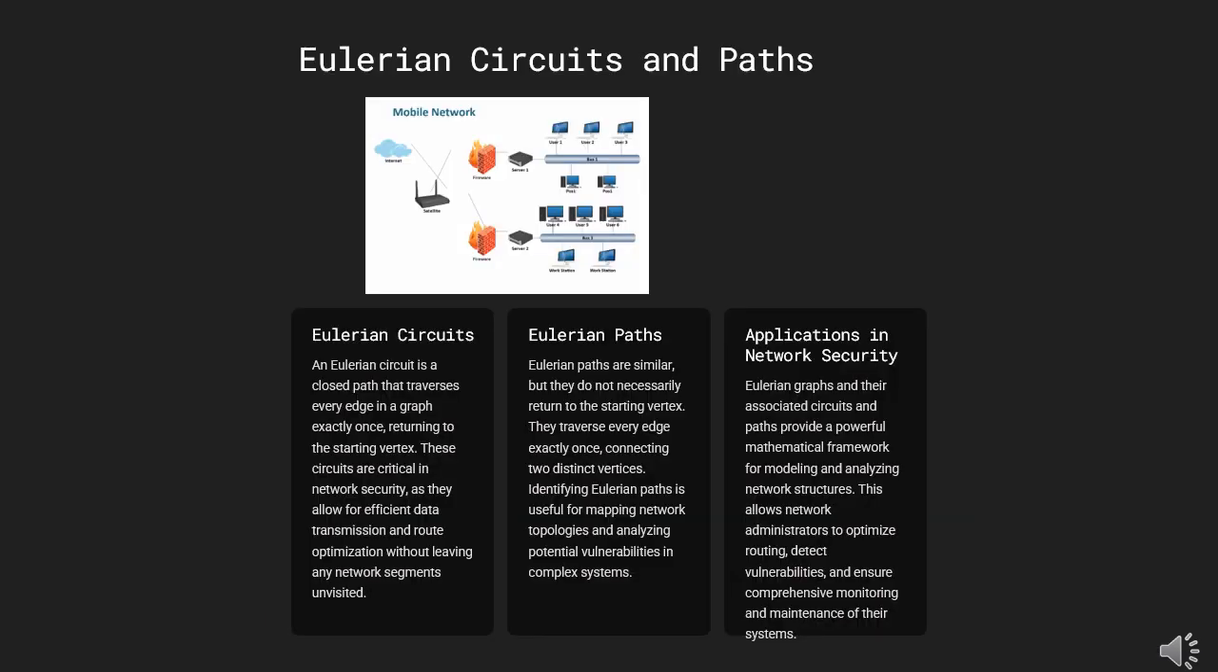Eulerian circuits and paths. Applications in network security. Eulerian circuits. An Eulerian circuit is a closed path that traverses every edge in a graph exactly once, returning to the starting vertex. These circuits are critical in network security, as they allow efficient data transmission and route optimization without leaving any network segments unvisited.